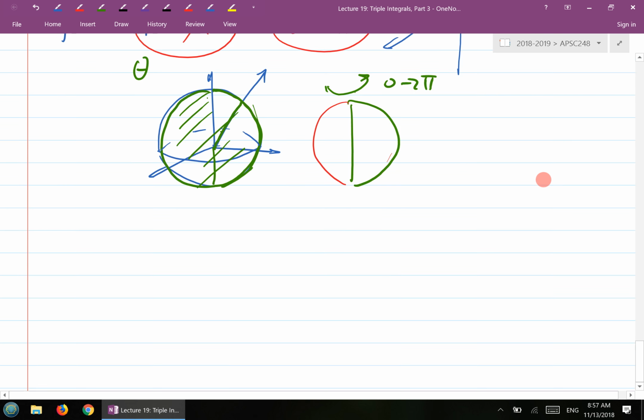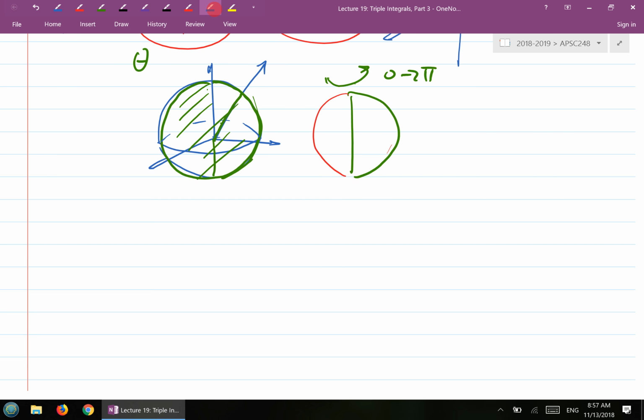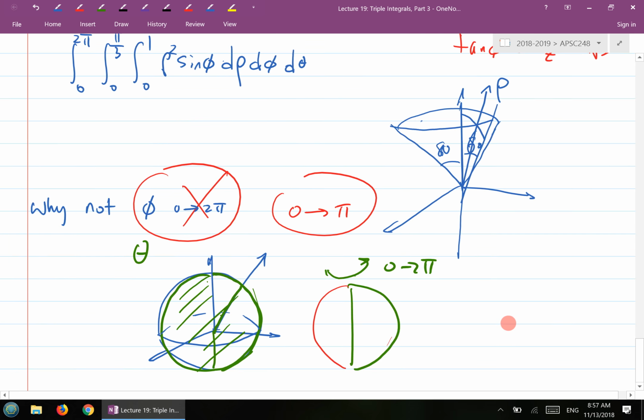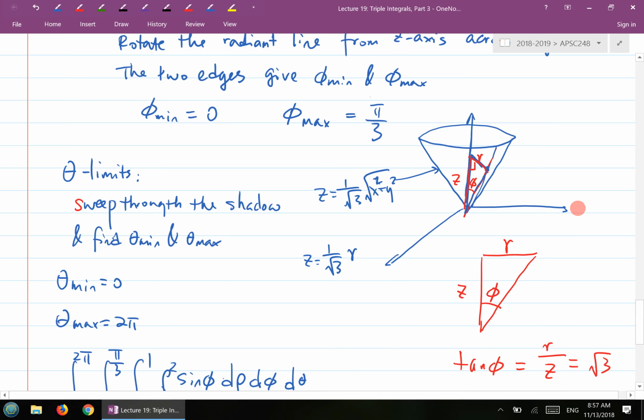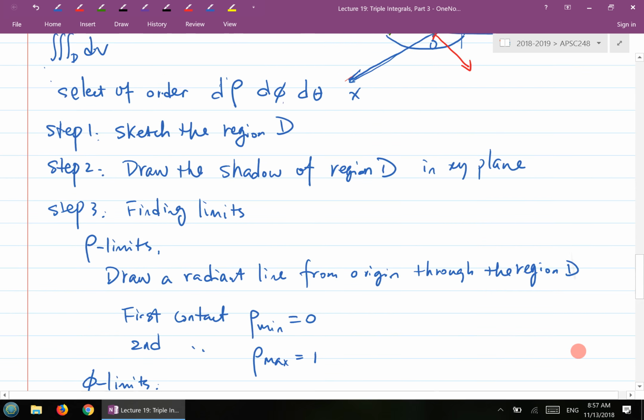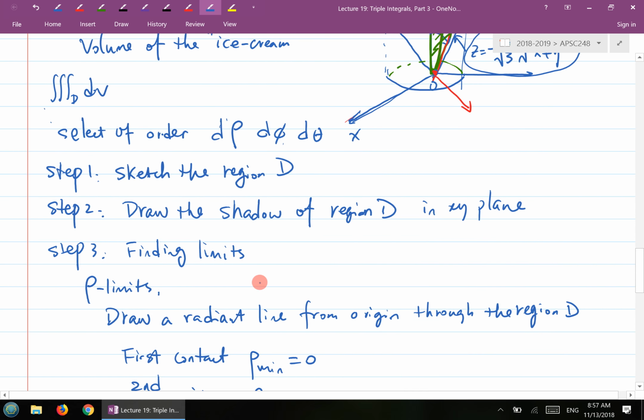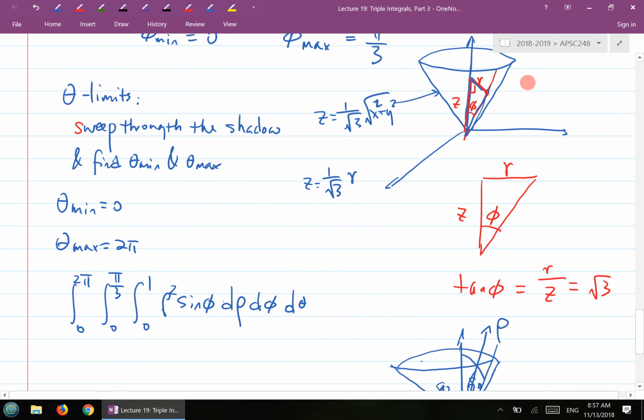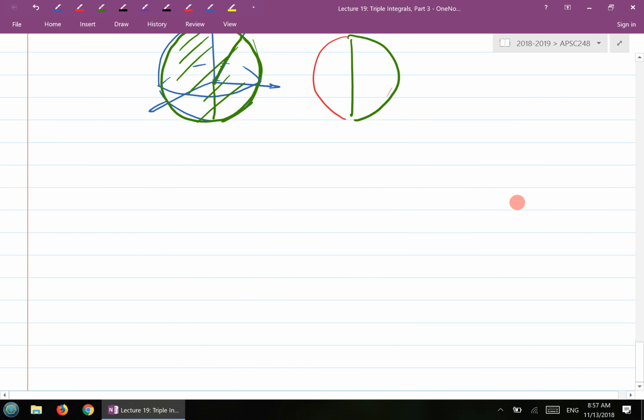Okay. So finally, I don't need to go through too many examples, but just bear in mind the idea of the three steps of scanning in the direction of rho, phi, and theta, to sweep through the whole region D without any redundancy. Okay? The final topic for triple integrals is applications of triple integrals.